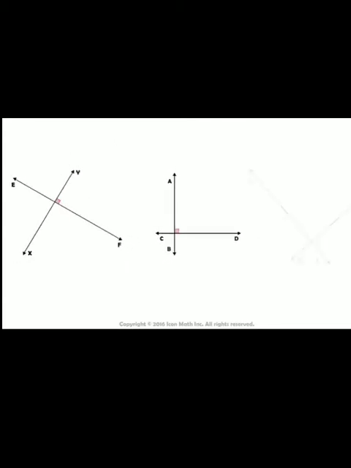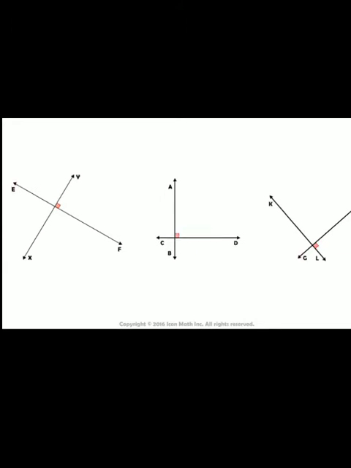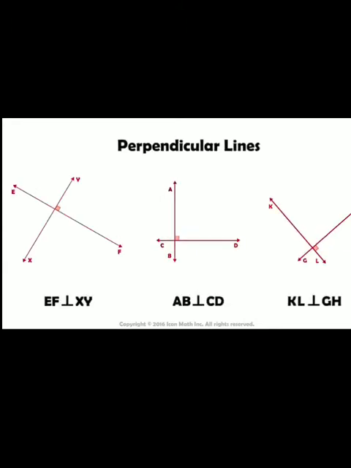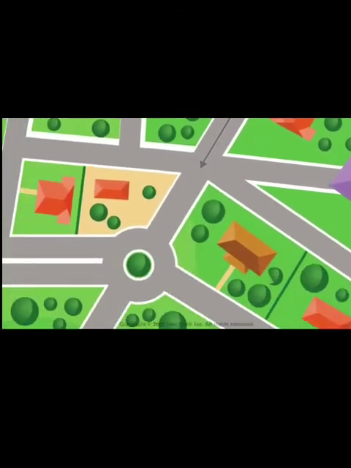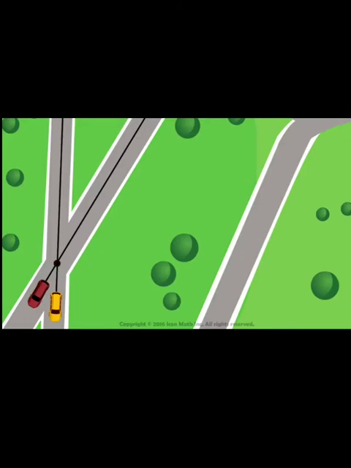Look at these intersecting lines. All of them form right angles. Therefore, all of them are perpendicular lines. But do all lines intersect? Let's see. Assuming that these two cars are moving as follows, the lines representing their movement don't intersect on our screen. But if we extend them, we will see that they meet at some point.